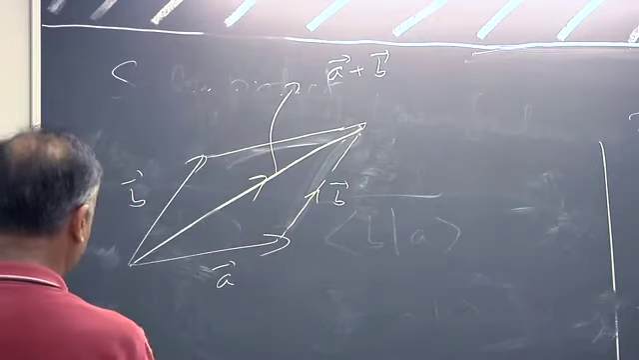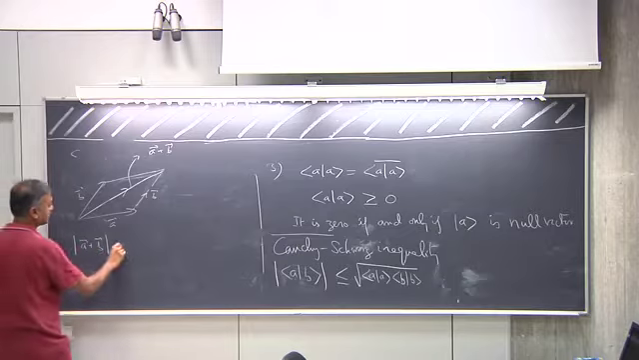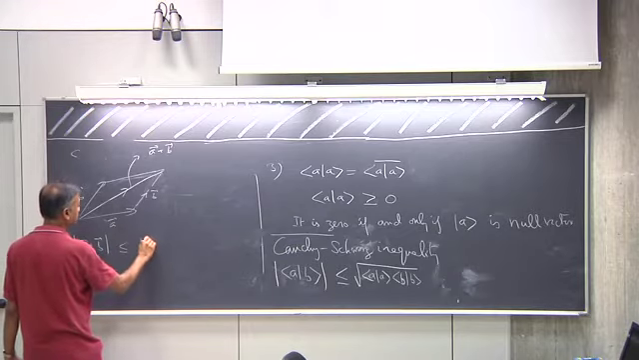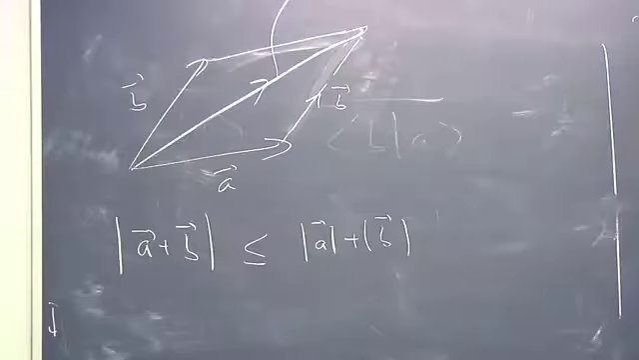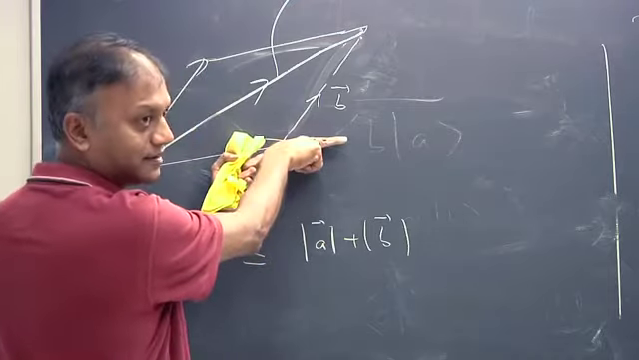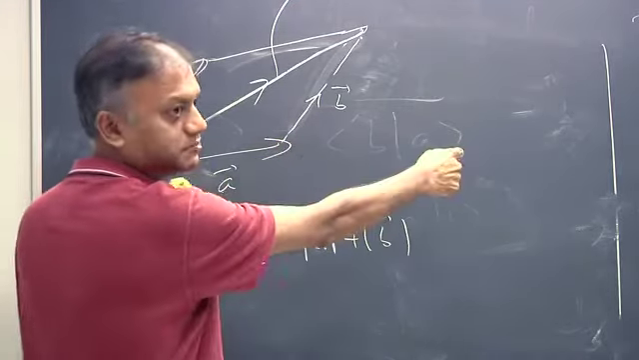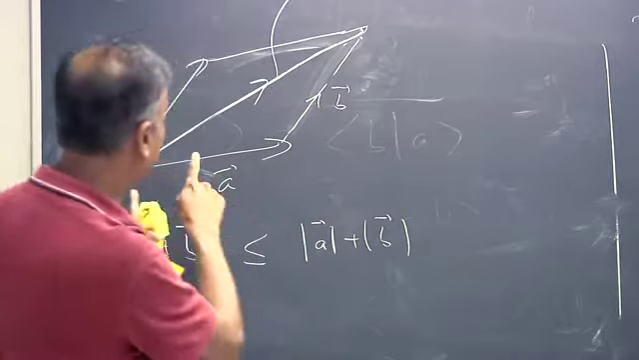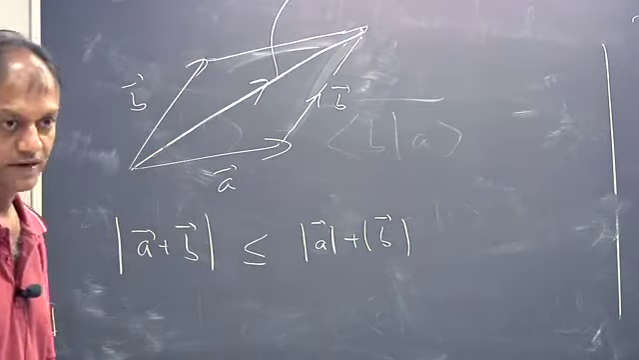So the length of A plus B is less than or equal to the length of A plus the length of B. It will be equal, of course, if B is parallel to A. In that case, they just add up, so the length of A plus B will simply be the length of A plus the length of B. But if they're not parallel, then it will always be less.